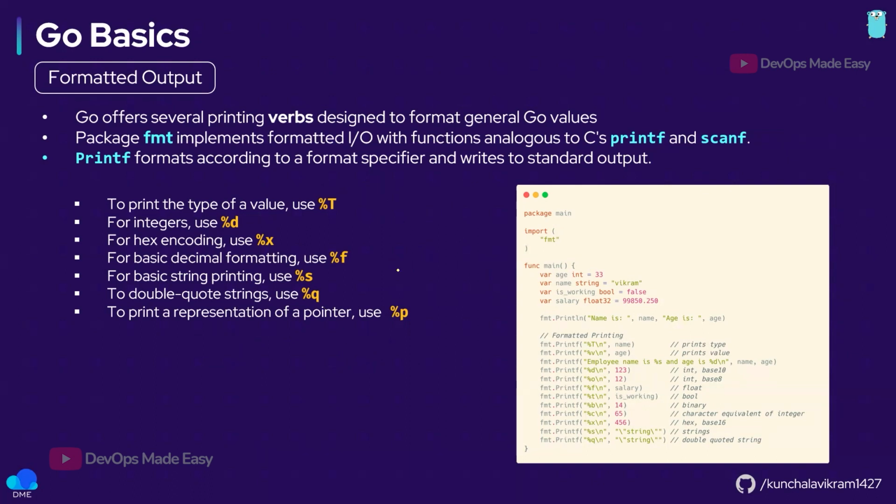And for basic string printing, you can use %s, and for double quoted strings, you can use %q, and for pointers, you can use %p. Again, it depends upon the requirement. We're going to see the other format specifiers when we come to those topics. Similarly, you can also print the octal values, that is base 8 values, using %o, that is also there.